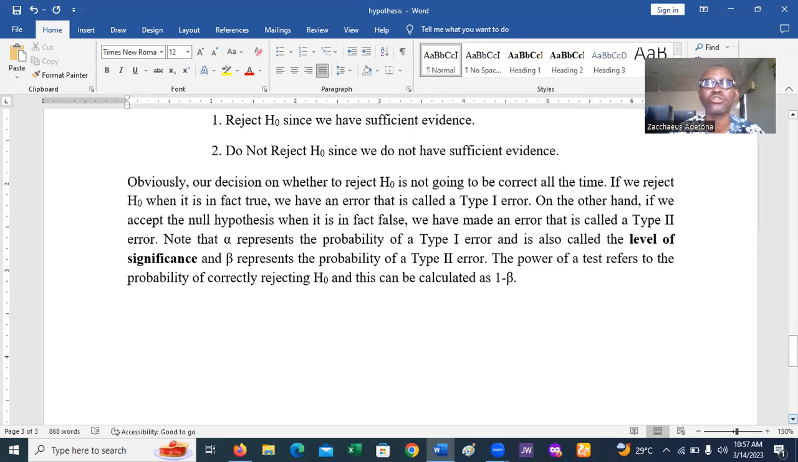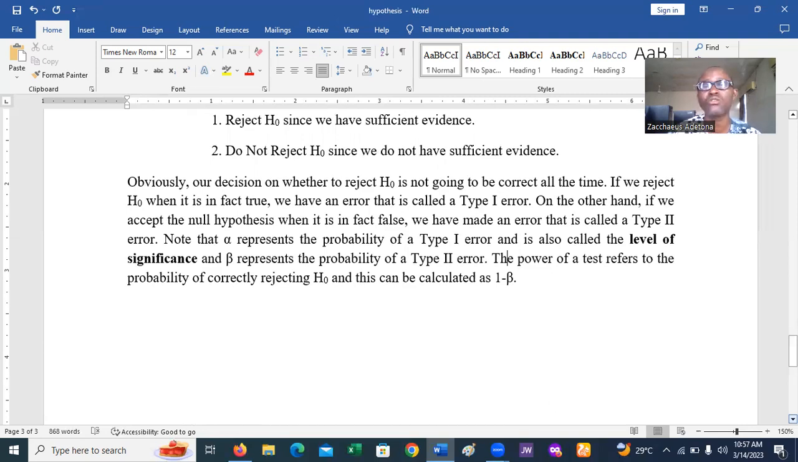If you reject H0 when H0 is actually true, then we have an error called type 1 error. On the other hand, if you accept the null hypothesis when it's actually false, when it should be rejected, we have made an error called type B error or type 2 error. Now, alpha is actually the probability of a type 1 error occurring, and that is called the level of significance that we have mentioned above.